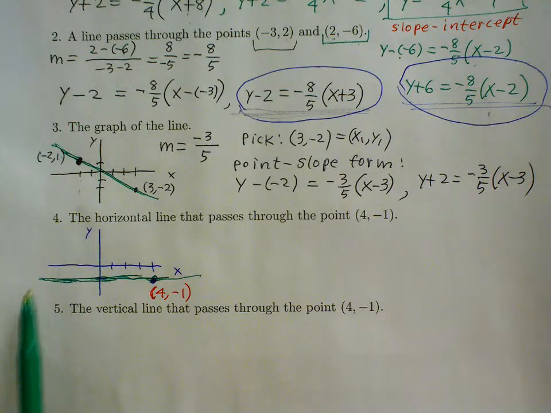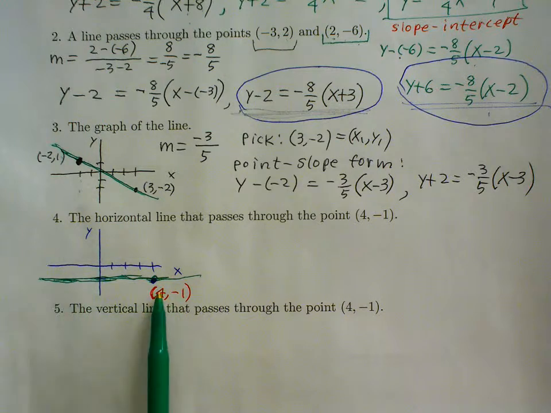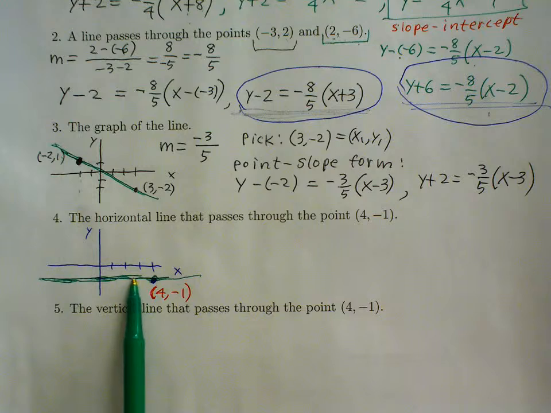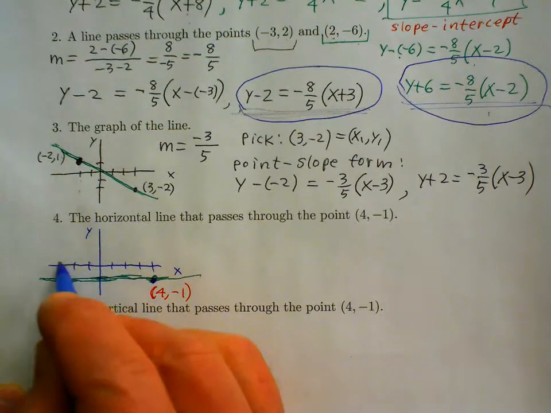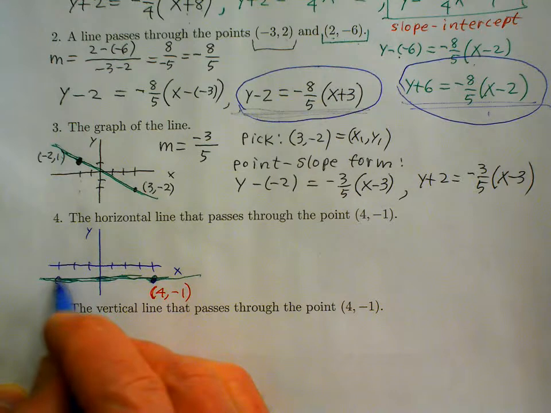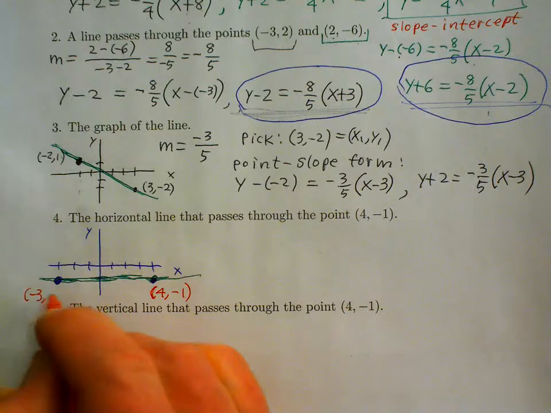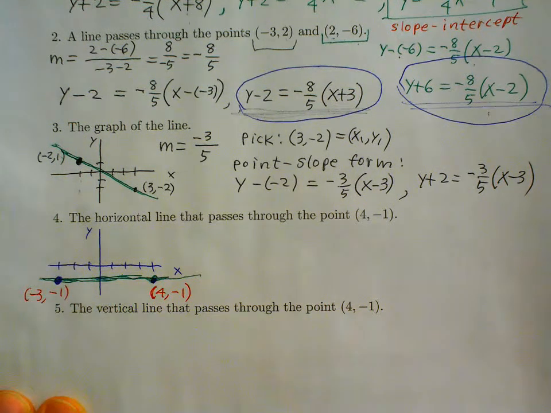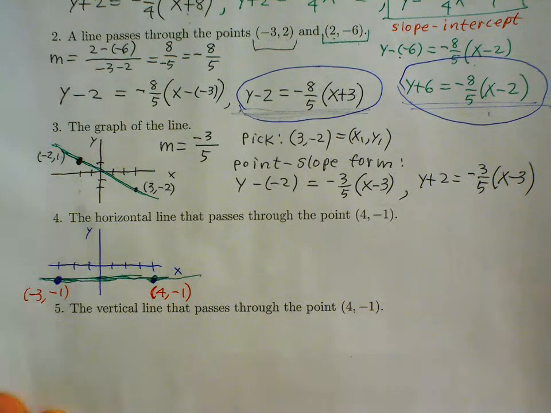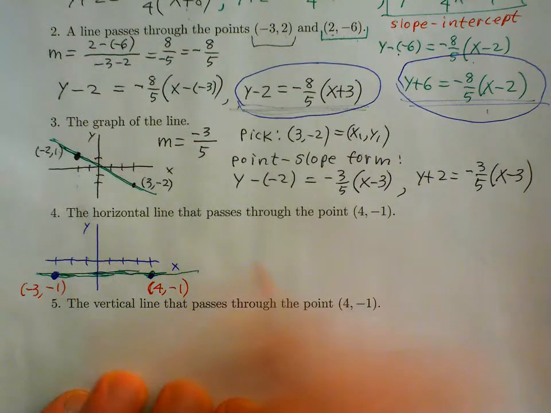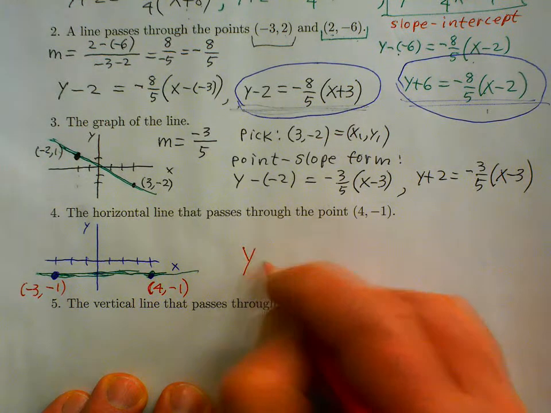Yeah, so on this horizontal line, even though the x values change, the y values are always -1. So no matter what other point you pick on the line, so if you pick -3 for x, the y coordinate is still -1. So we say the equation for that horizontal line is y equals -1.